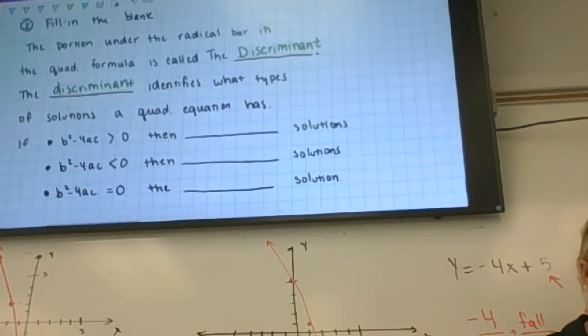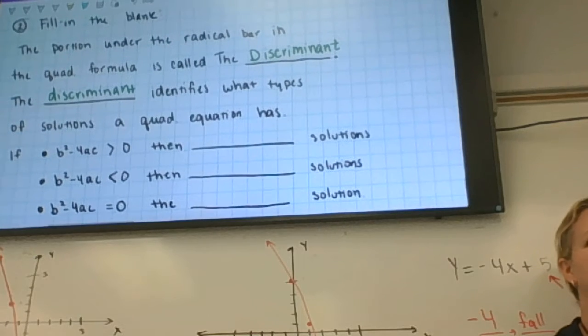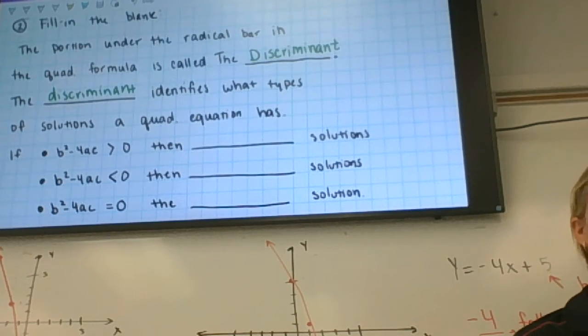Alright, so let's take a look at the options. There's three possibilities when it comes to quadratic equations. Emily, can you put your phone away and keep it away? Everybody, put your devices away and keep them put away.